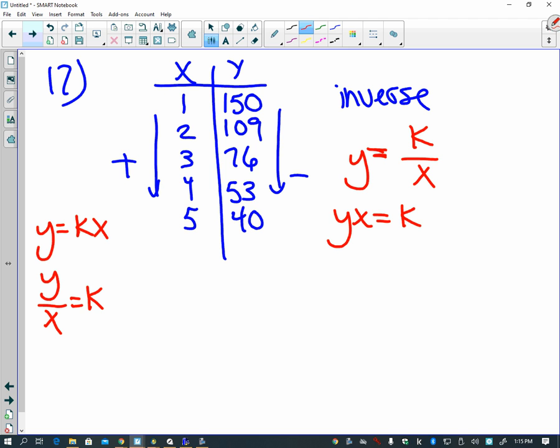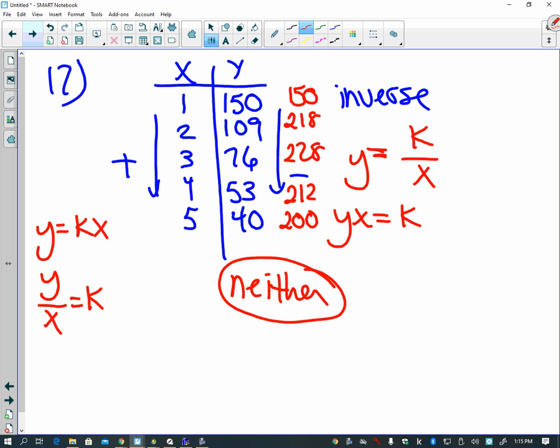So what's 1 times 150? All right. What's 2 times 109? What's 3 times 76? 228. Okay, what's 4 times 53? What's 5 times 40? Is there a constant here? No, so it is neither inverse or direct. Okay? Does that make sense?